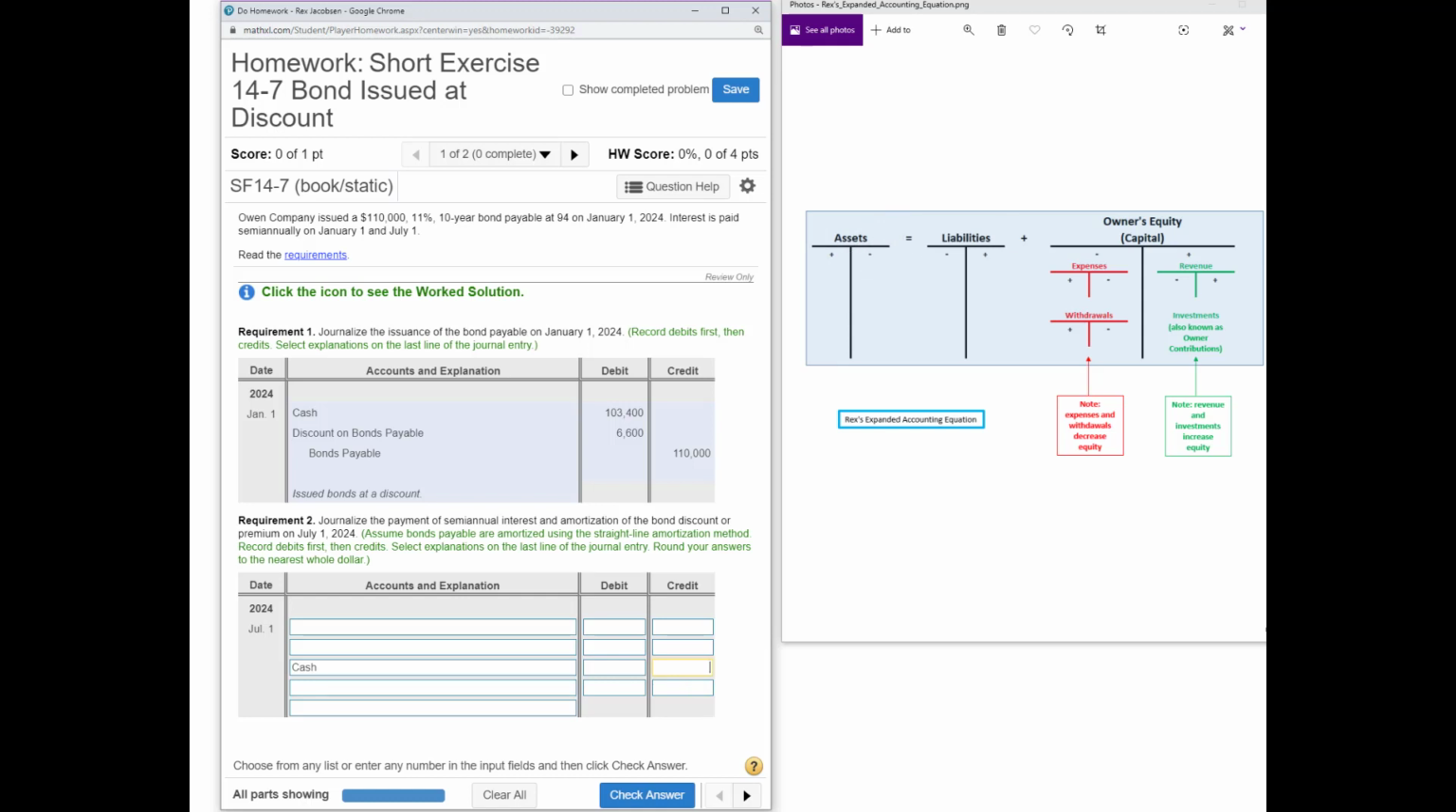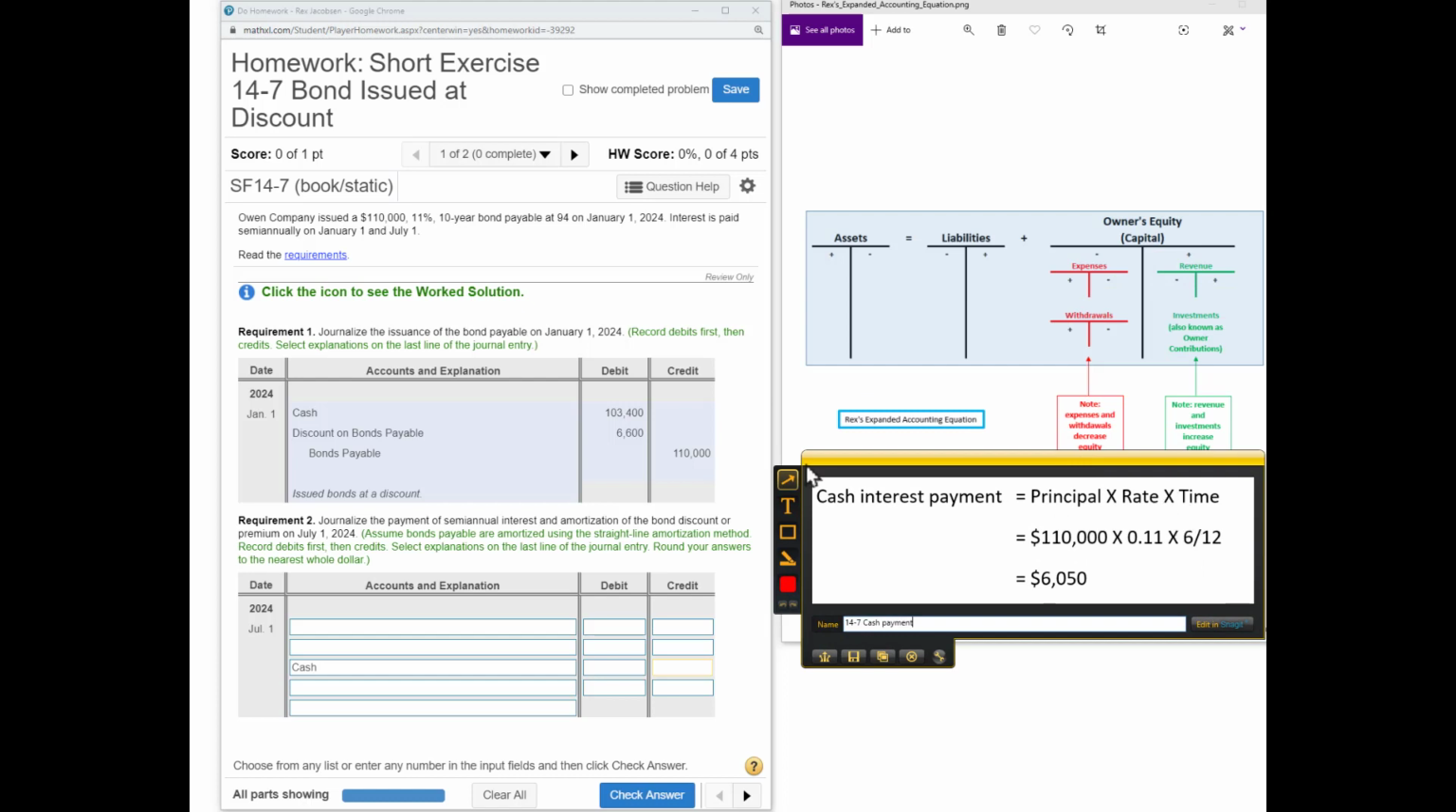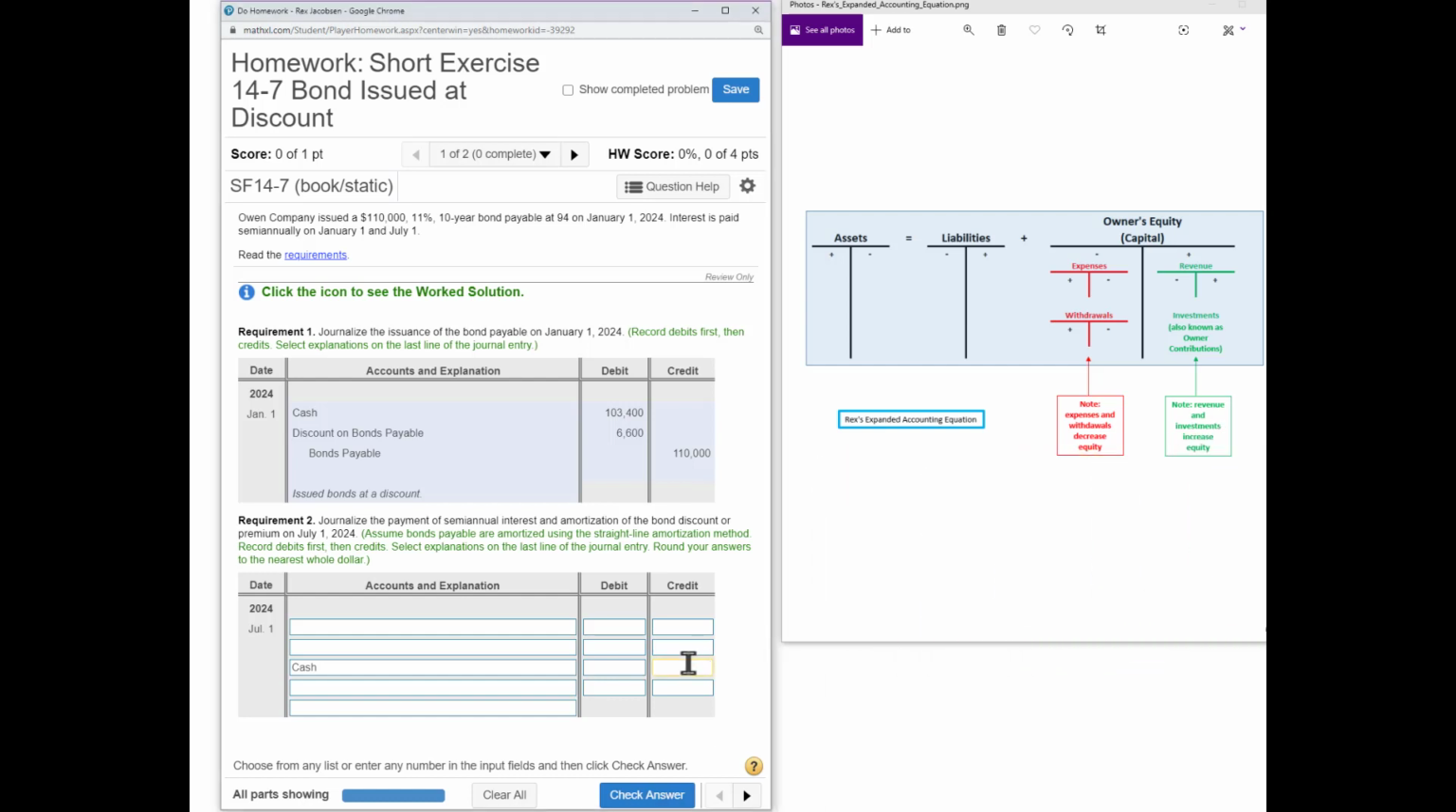So now we have to calculate the cash amount. So remember, the interest calculation is principal times rate times time. The principal is 110,000. The rate is 11%, so 0.11, and we pay bond interest every 6 months. So multiply that times 6 divided by 12, or multiply it by a half, or divide by 2. So 110,000 times 0.11 times 6 divided by 12 gives us a cash payment of $6,050. So cash is going to go down by 6,050.